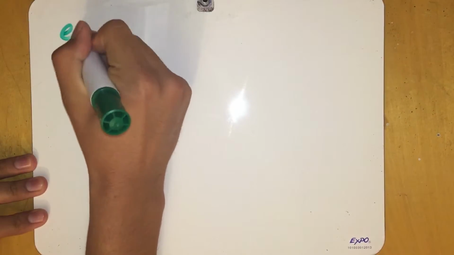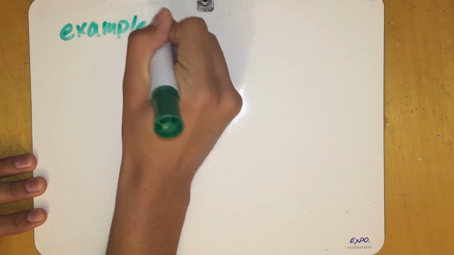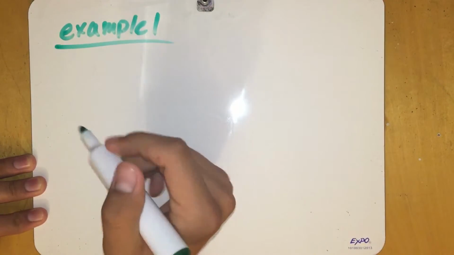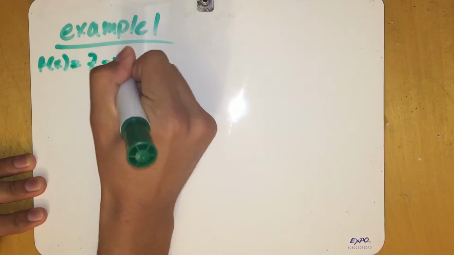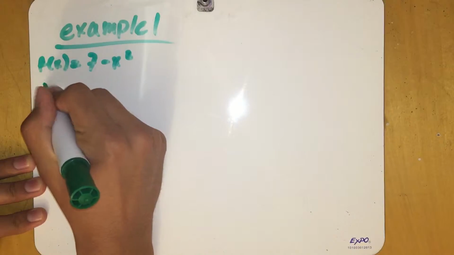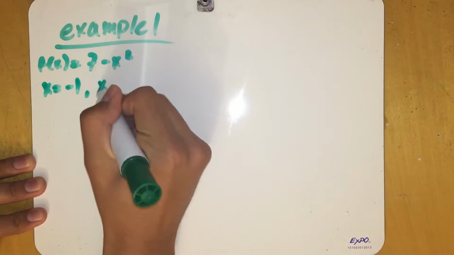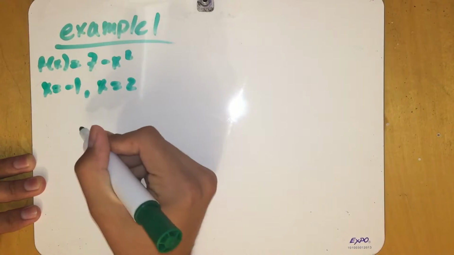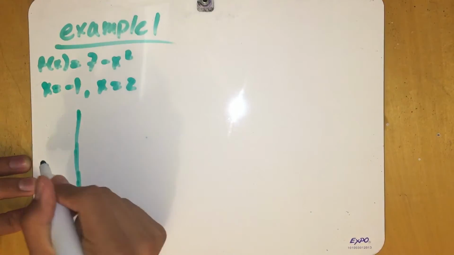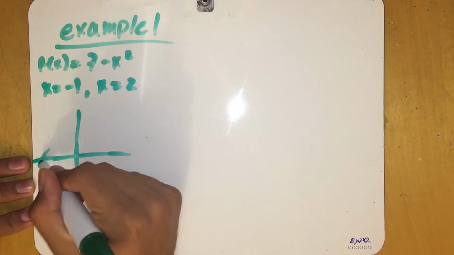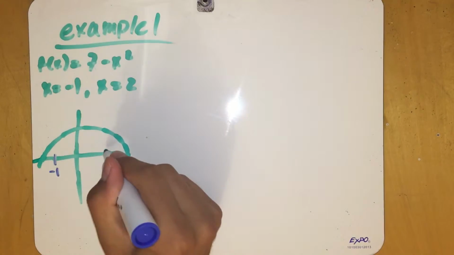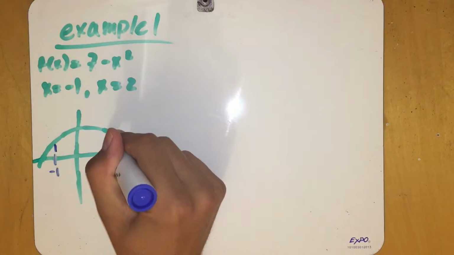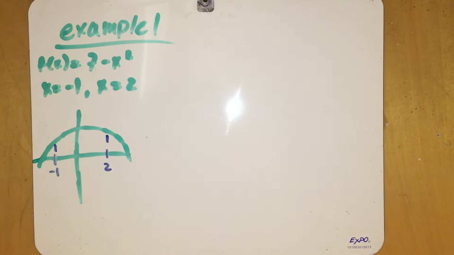We'll start with our first example so you guys can know how to work them out. Okay, so we'll have a function f of x equal to 7 minus x squared, with the points x equal to -1 and x equal to 2. So how does that look, you may ask? It looks like an upside down parabola with your points -1 and 2.